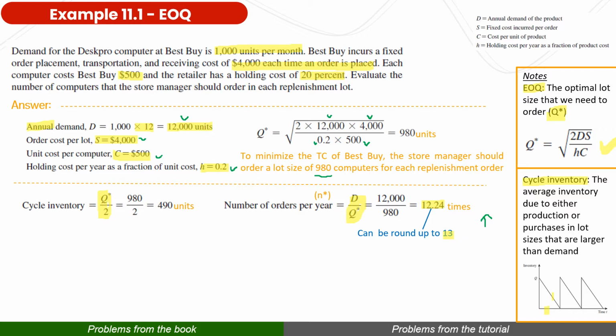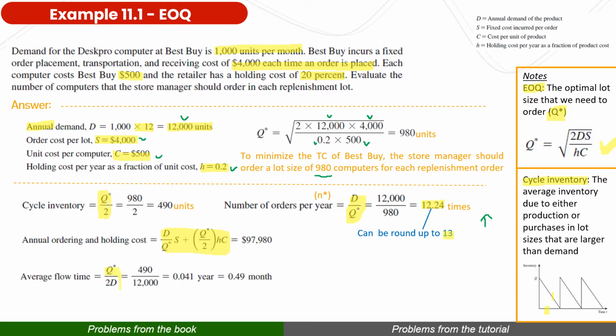And then for the annual ordering and holding cost, the formula is here. The annual demand divided by the Q star times the order cost plus the Q star divided by 2 times the holding cost, and we get $97,980.